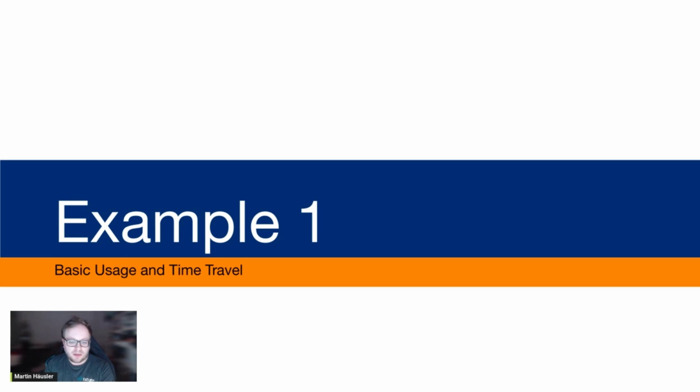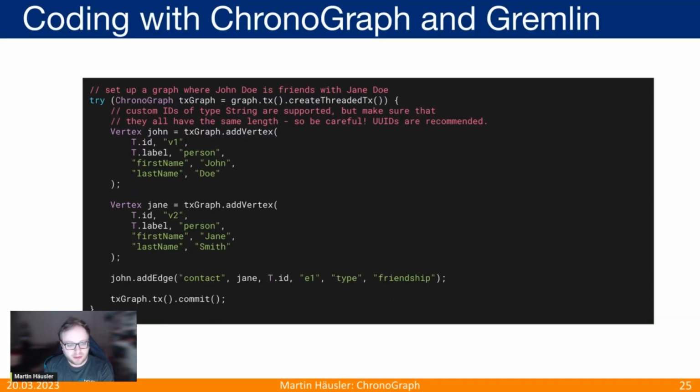So what does it actually look like to work with ChronoGraph? Well, as you can see here, we are building a small little graph. We open a threaded transaction, so we do support threaded transactions. And actually, I would encourage everybody to use exclusively thread-bound transactions, because they're way easier to manage and easier to track, like what's happening. It's explicit, and that's good.